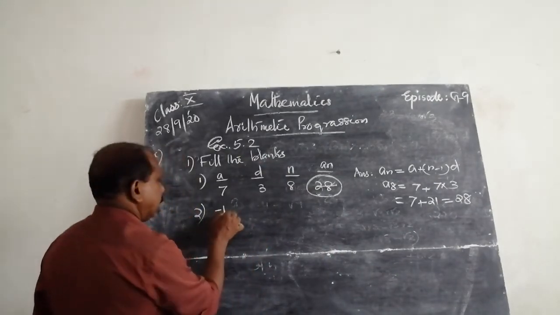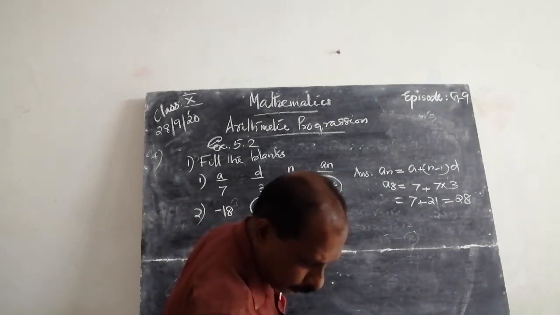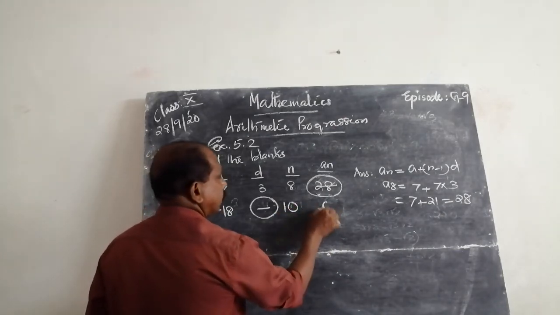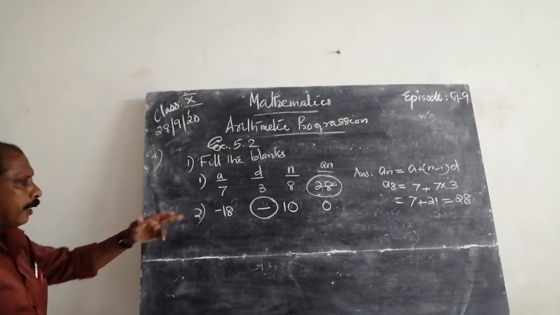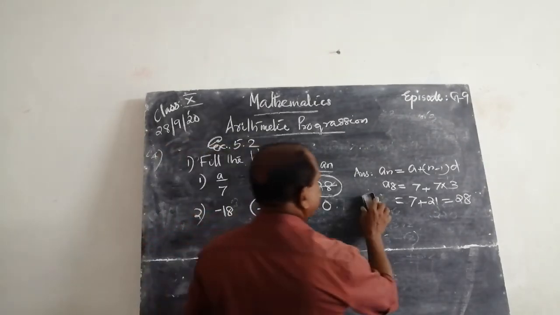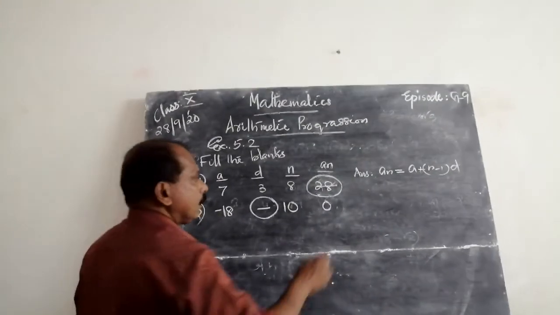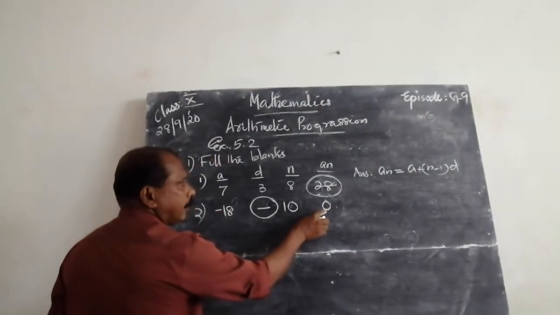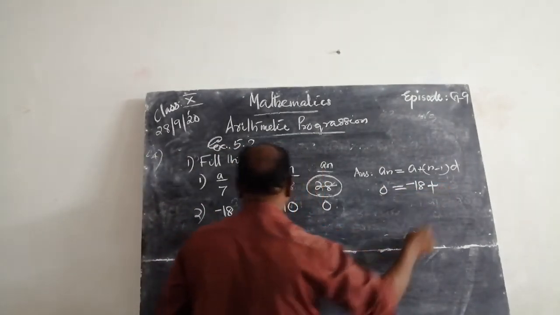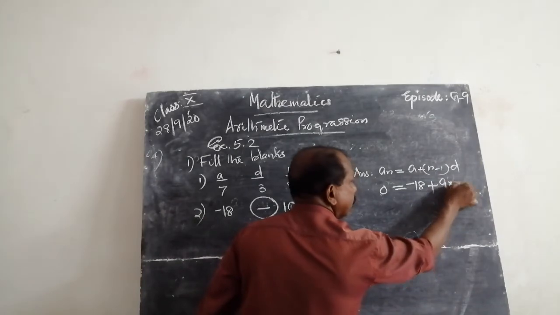Then second question: A is equal to minus 18. Missing term is D. N is equal to 10, and A N is equal to 0. Okay, same. Therefore, we can find out D. The formula is A N is equal to A plus N minus 1 into D. Then A N is replaced by 0, A is replaced by minus 18 plus, N is replaced by 10, 10 minus 1, that is 9 into D.